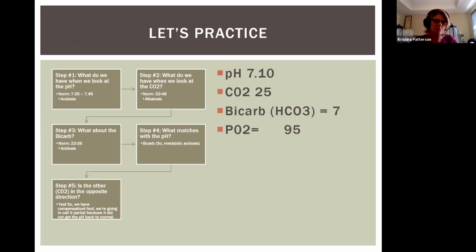All right, so let's do another practice. We're going to write down that we have a pH of 7.10, a PaCO2 of 25, a bicarb of 7, and a PaO2 of 95. We're going to move back over to the iPad and draw this out. Feel free to draw it out on your paper as well, so that you get the same experience with drawing these out.